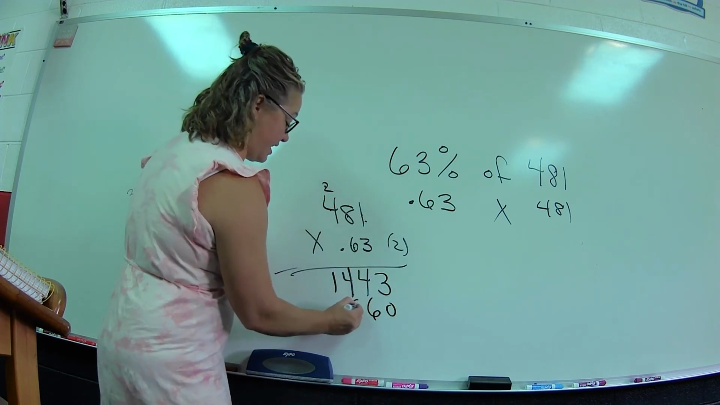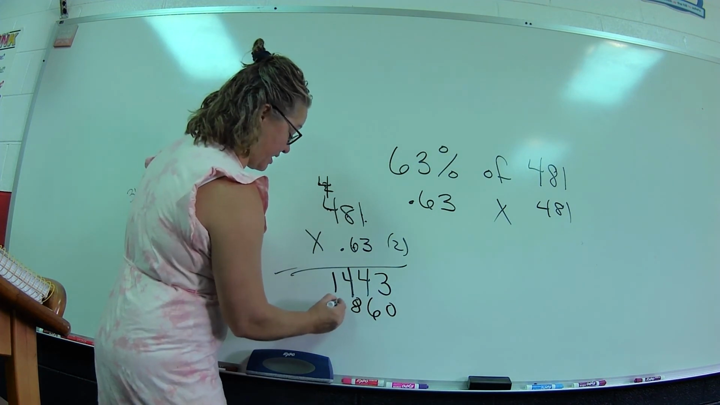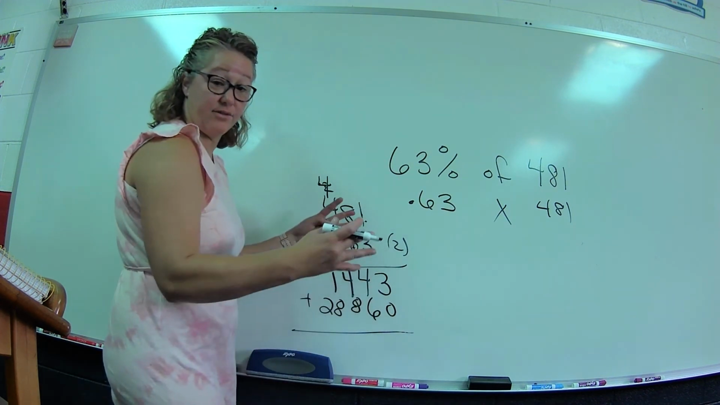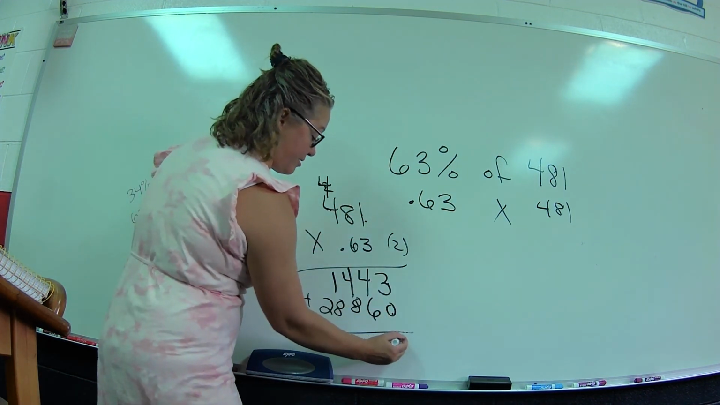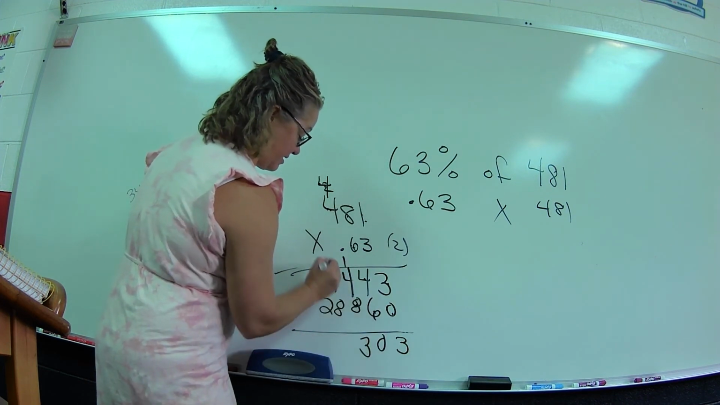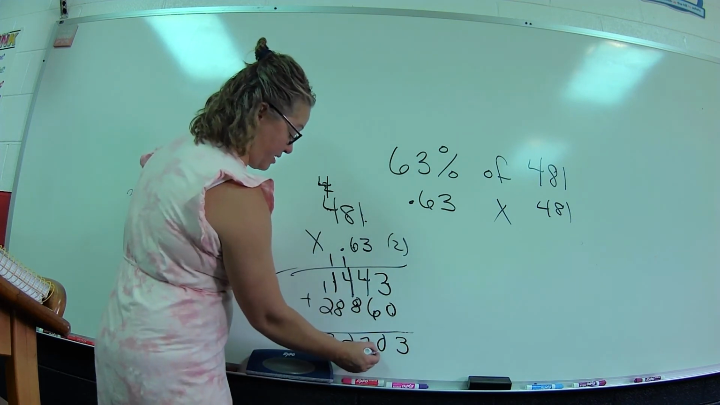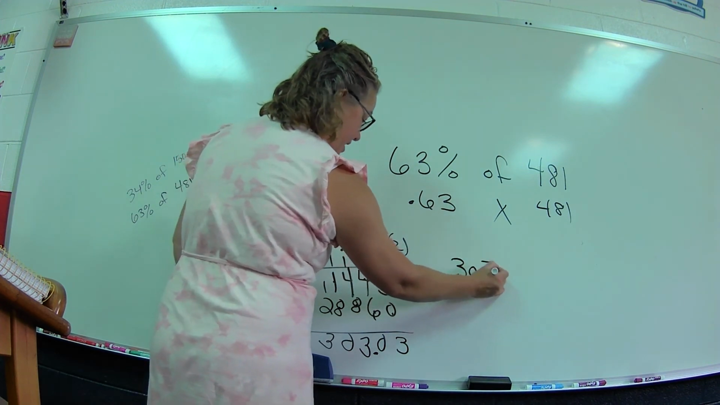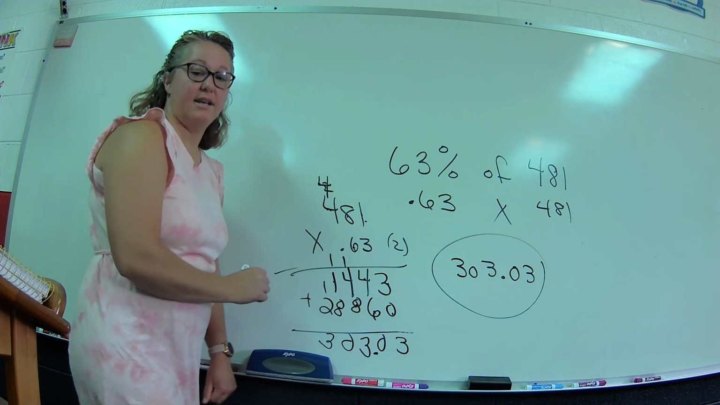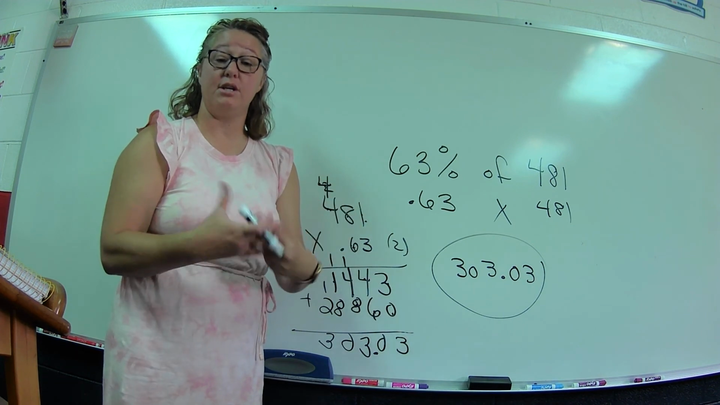This gives you 48. This gives you 24 plus 4 gives you 28. Notice I'm trying to keep my numbers in line and not squished and floating or anything. So 3 plus 0, 4 plus 6, 5 plus 8, 2 plus 8, 1 plus 2, 2 decimal places. So 303.03.